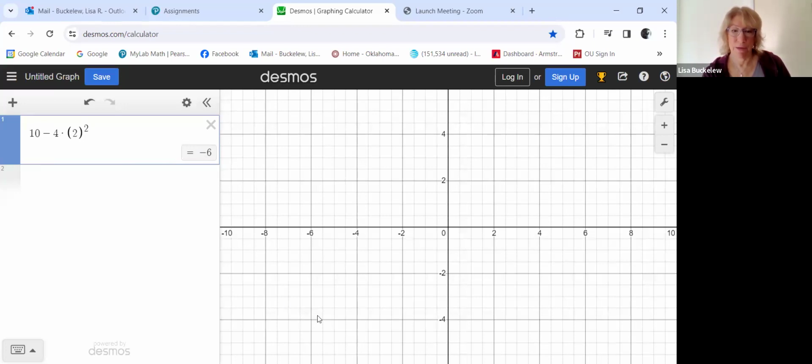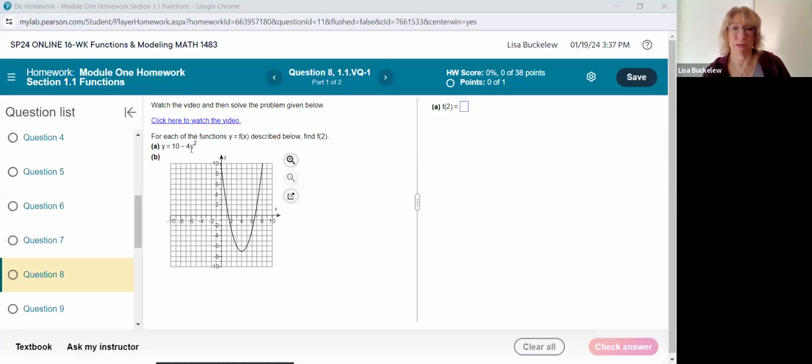Okay, so we can also do that on the TI graphing calculators, but let's go back and finish the question right there. All right, so 10 minus 4 times x squared when x is 2 computes to 10 minus 16, or -6.